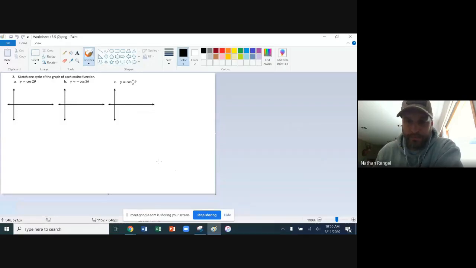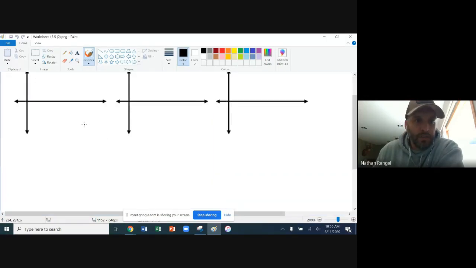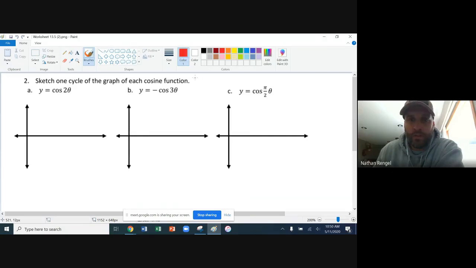Graphing the cosine function is exactly the same as sine. Your cosine functions are going to be in the form y equals a cosine b theta. To graph one cycle, we need to know what the a is. Remember, a is your amplitude. And then we need to know what the period is, which is the length of one cycle.